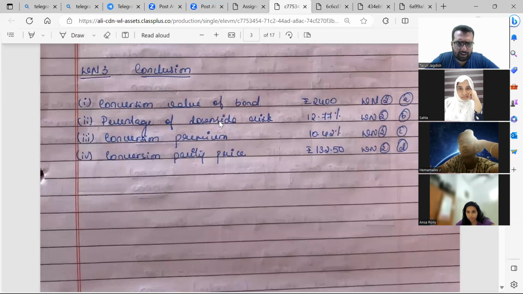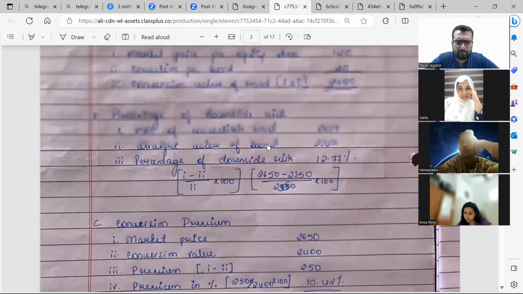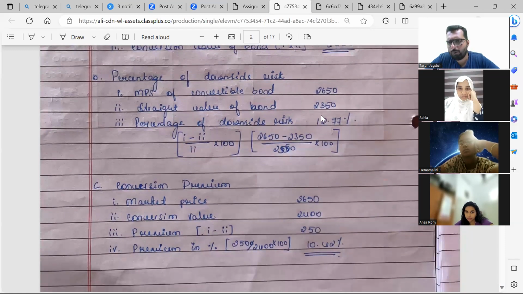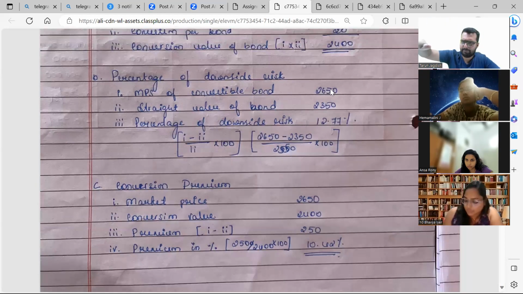I'll tell you, logically, according to me, what's the right answer? Let me take the answer first. Okay. Downside risk, market price is 2650. It can fall down to, the denominator has to be 2650 because from 2650 it is falling down. Am I right? Correct? Okay. So ideally the best thing would be to take this denominator as 2650 over here.